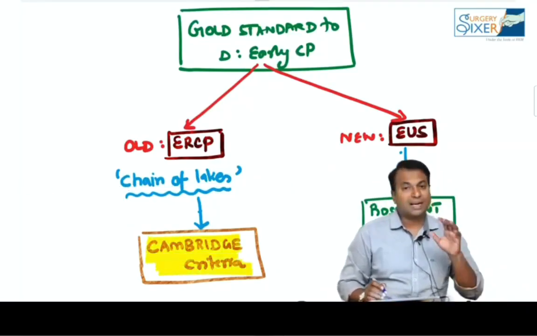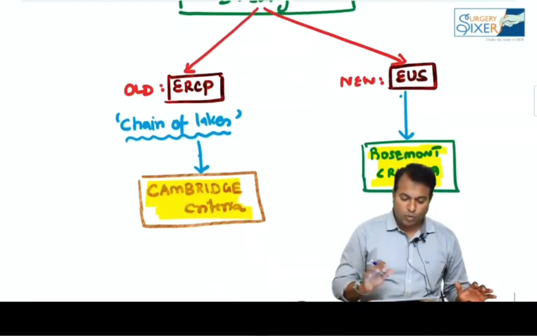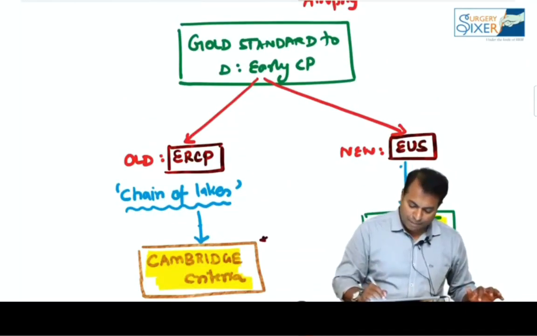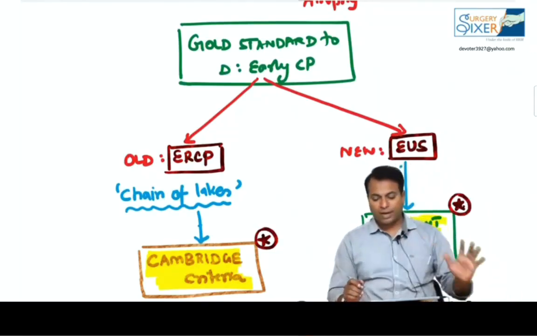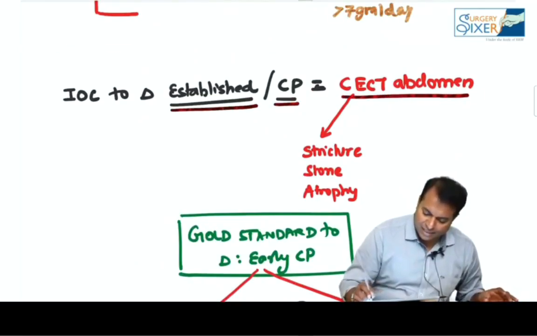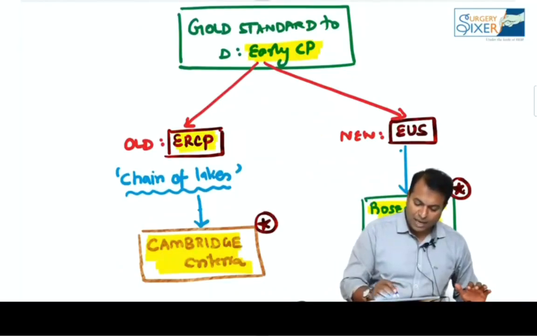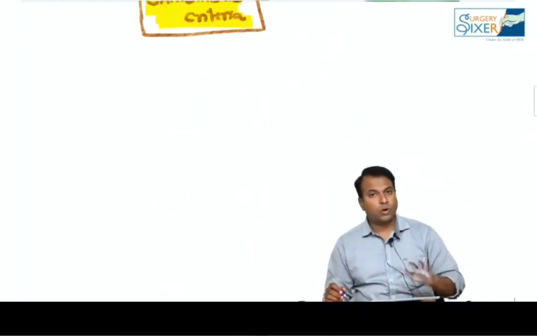Cambridge criteria is the ERCP criteria of early chronic pancreatitis. Rosemont criteria is the EUS criteria of early chronic pancreatitis. Please don't forget these two points. High yield MCQ topic for you. You should not forget Cambridge and Rosemont criteria. So the investigation of choice for an established diagnosis of chronic pancreatitis is still CT abdomen. Only for early cases of chronic pancreatitis, we use ERCP and EUS. So please don't forget these points, and don't forget how to diagnose steatorrhea.